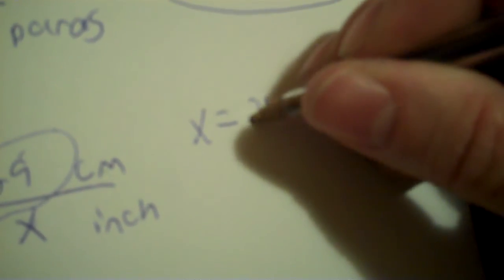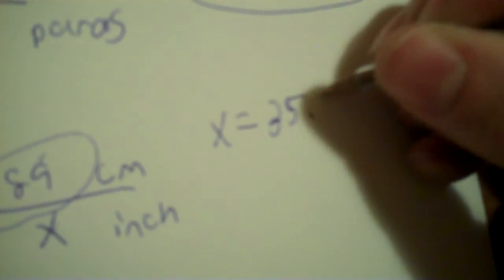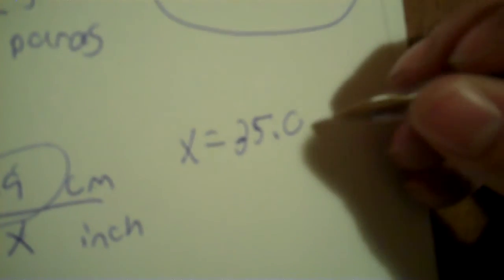Okay, just write 35.03 or 04. If you get something like that, don't be afraid to just round it. 35.04 or 03, I don't care. Okay, inches.